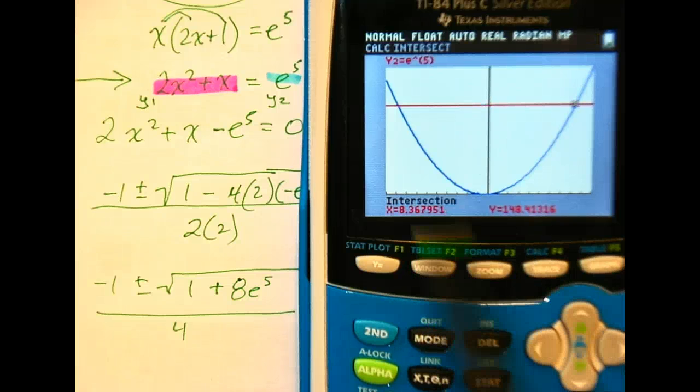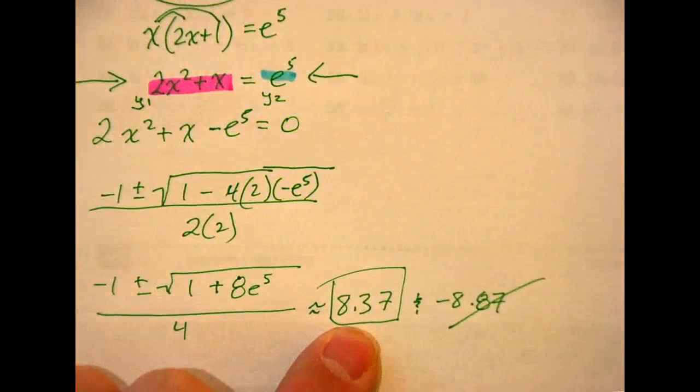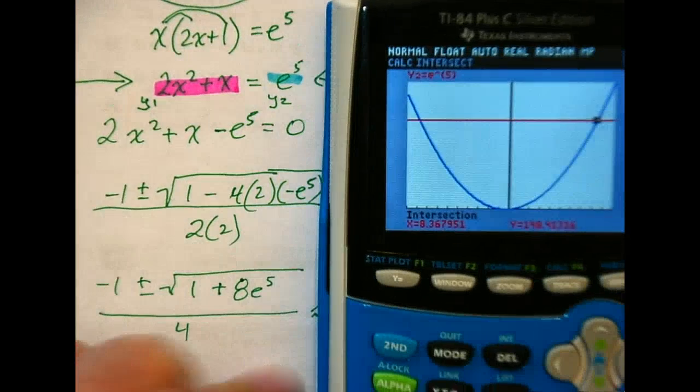My intersection is 8.37-ish. Hey, dude, that's what we have. Okay, so that's the other route to go.